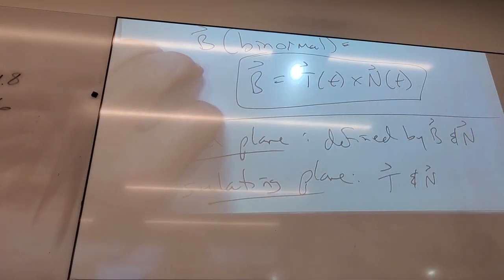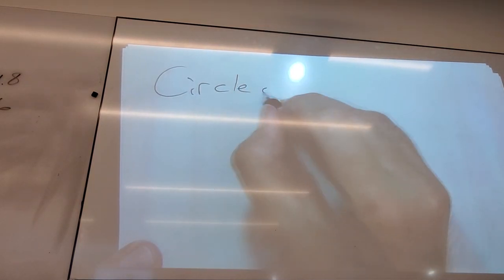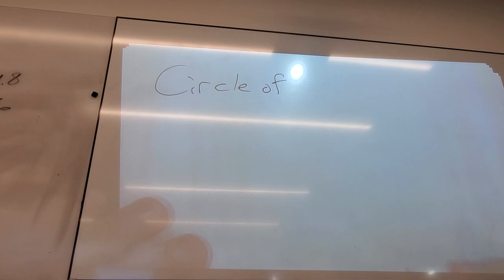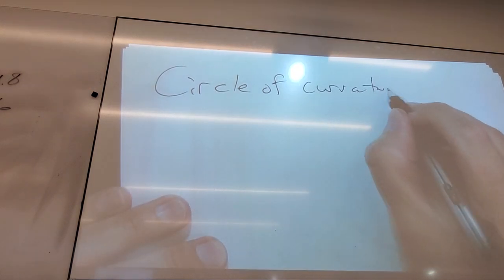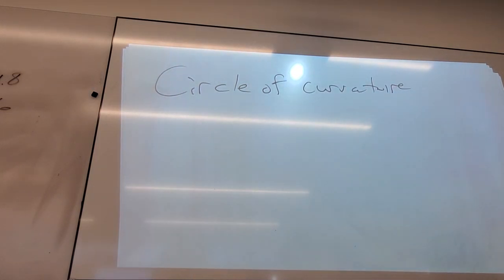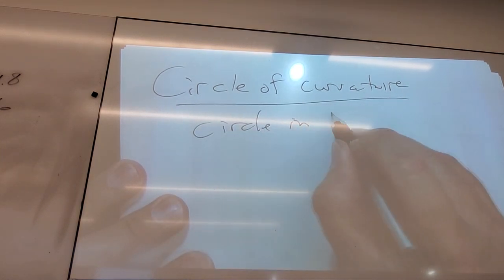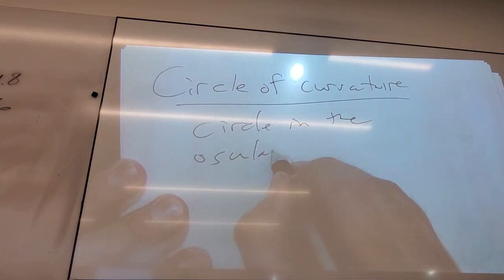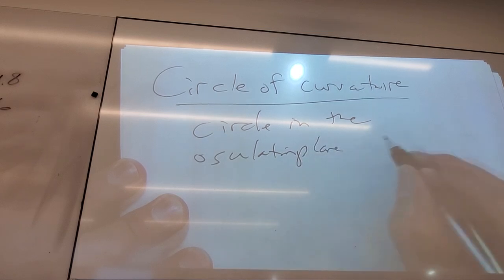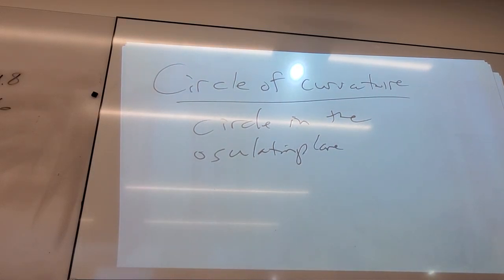What this then leads to, and this is kind of like what came up earlier, at every point in my trajectory, I could talk about the circle of curvature. And I think, yeah, this is a circle in the osculating plane with the same curvature as the space curve at that point.